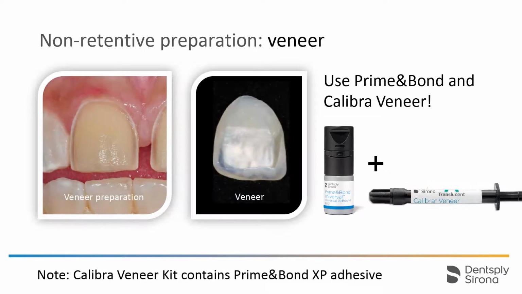Veneers are used for aesthetic correction of anterior teeth. Very often, they are made from silicate ceramic. Veneer preparations also offer only little retention surface. Adhesive cementation with Calibra Veneer is recommended.